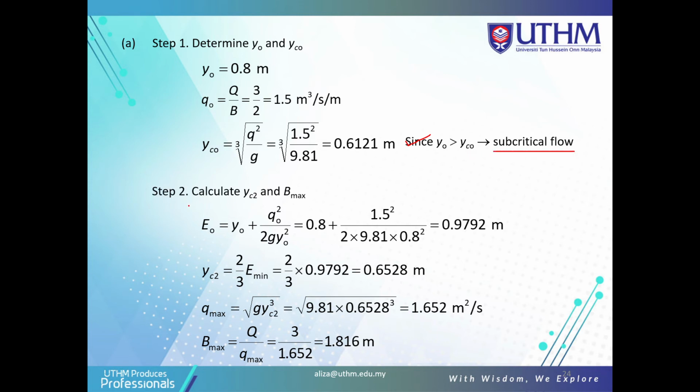Now using step 2, to find the critical depth at 2 and B maximum, using the specific energy formula, just put the value here until you get 0.9792. And we get Y critical at 2, which is 2 over 3 E minimum, so we get the value of 0.6528 meter. After you get the YC2 here, you must find the Q max. So you get 1.652 meter squared per second. And then to get the B max, just put in all the values.